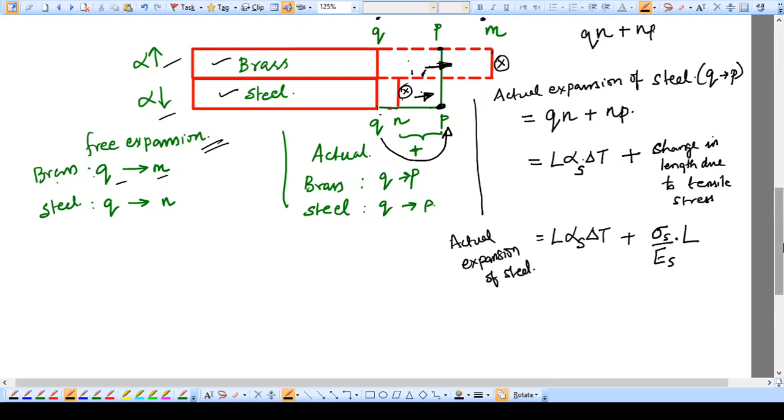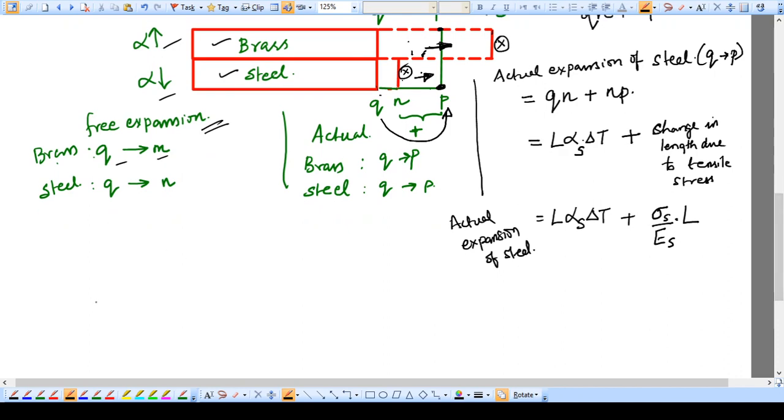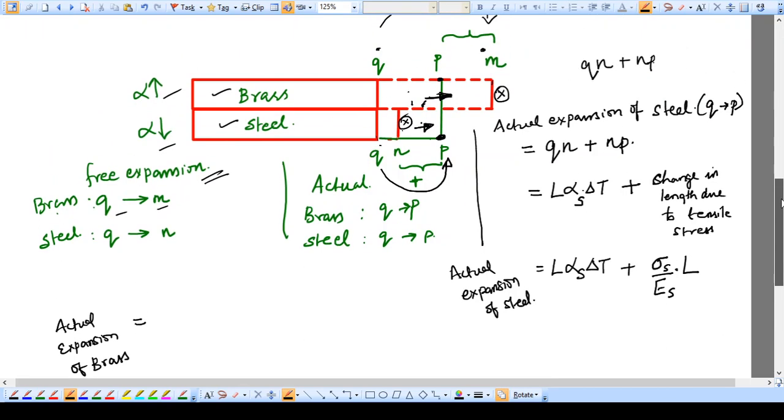Similarly, we can calculate for the brass. The actual expansion of brass is equal to, see, the actual expansion is from Q to P. So the actual expansion I can write from Q to P as Q to M minus PM.